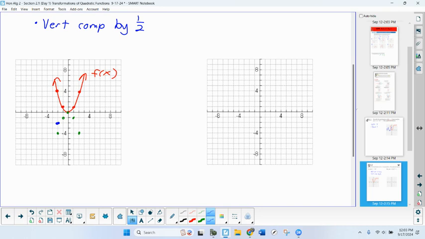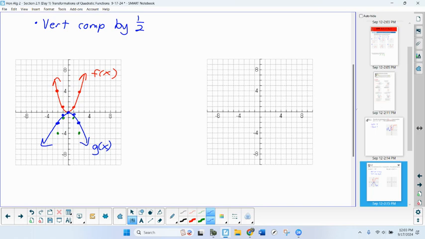-2. This was -1. What do you get when you multiply it by 1/2? -1/2. It was 0. What's 0 times 1/2? 0. This was -1, multiply it by 1/2. This was -4, multiply it by 1/2. And this is my new function, g of x. Is it g? Yeah. Okay.